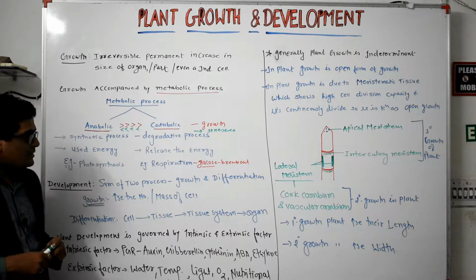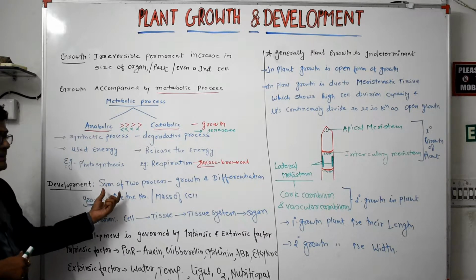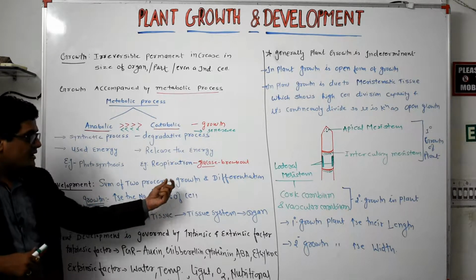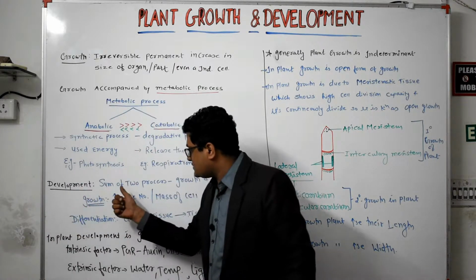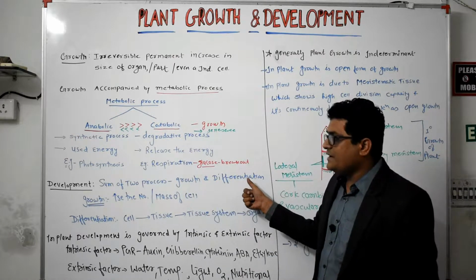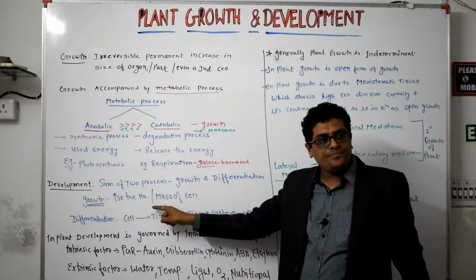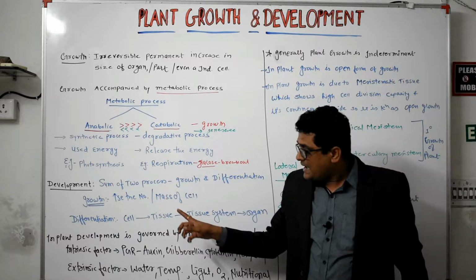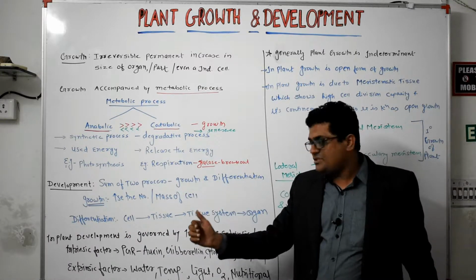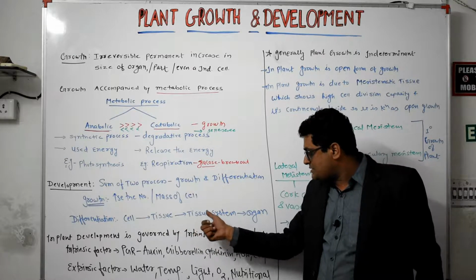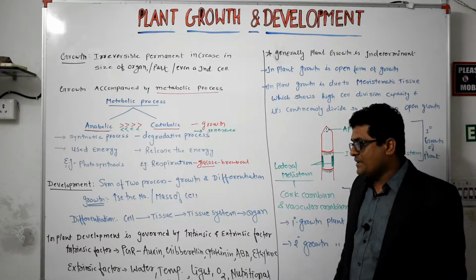Now the development. What is development? Development is the sum of two processes. One is growth and second one is differentiation. What is growth? As we discussed, growth is an increase in the number or mass of cells. And differentiation means the cell undergoes differentiation, it forms tissue, tissue system, and tissue system to organ, and lastly it forms the organism. This is called differentiation.